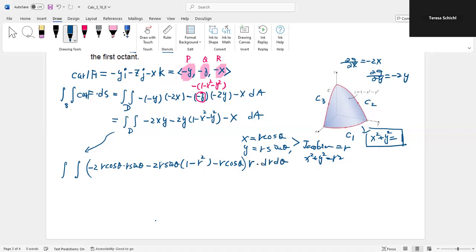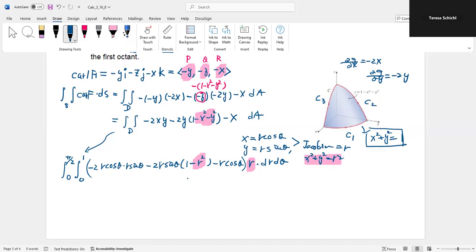So r is from where to where? From 0 to 1. Then theta is from where to where? Because I'm only working with this surface here, theta only rotates a quarter of the way, so it's 0 to pi over 2. Be very careful: this is a Jacobian, and this one is 1 minus r squared because x squared plus y squared equals r squared.